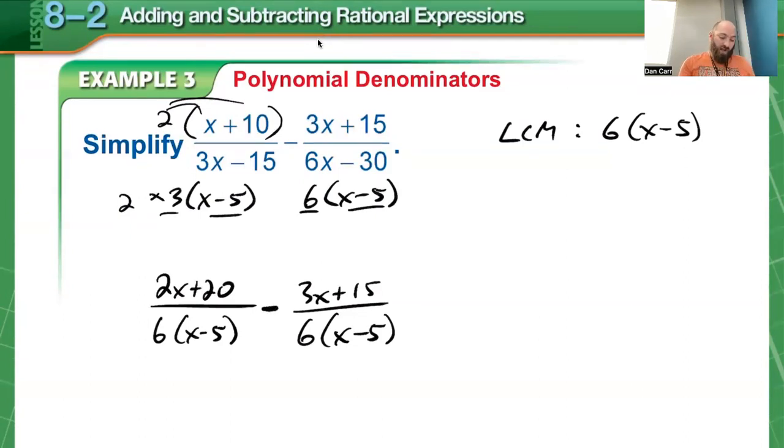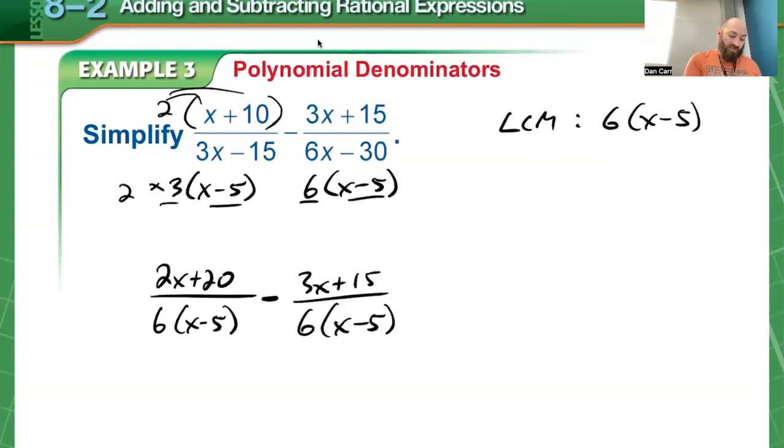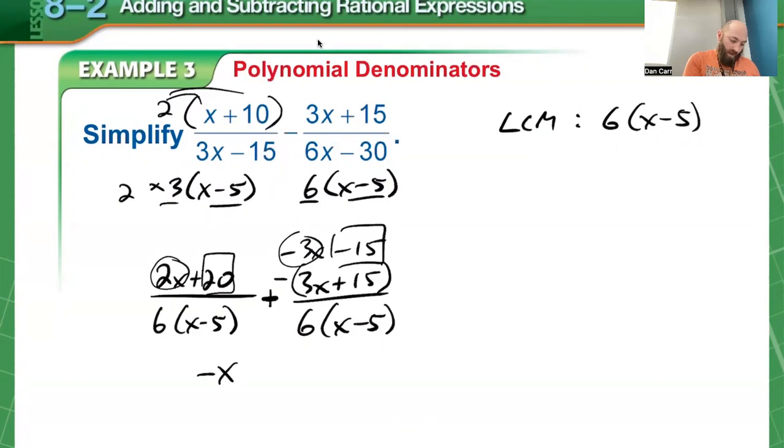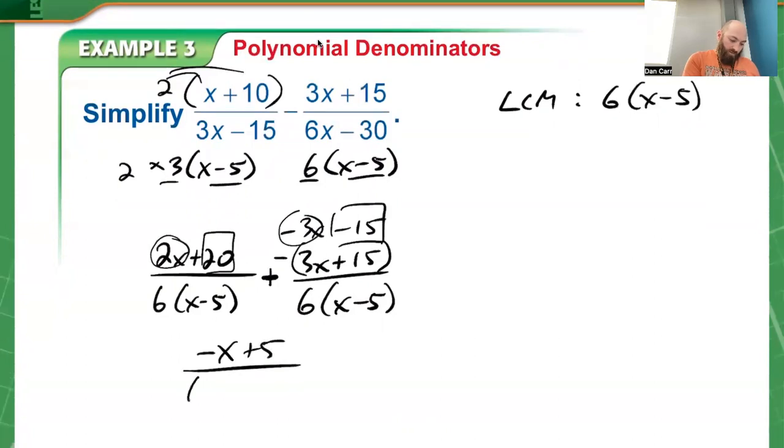Now the other thing with subtraction is when we subtract this entire fraction, we have to subtract like this. So it's the same thing as doing plus the opposite of this. So the subtraction will actually turn into that kind of a problem, which means I'm going to have a negative 3x and a negative 15 to work with. But the next part is just put my like terms together. So I have 2x and a negative 3x will turn into a negative x. And positive 20 and a negative 15 will become a positive 5. And underneath, I'm going to have 6 times x minus 5.